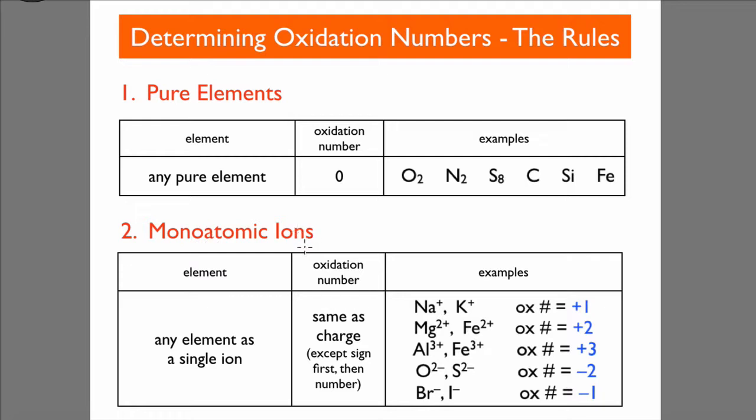Monoatomic ions such as sodium, potassium, magnesium, iron, etc., and the halides and oxygen and sulfur as well: the oxidation number is just the same as the charge. So we've got a charge of +1 on a sodium ion, so the oxidation number is +1. We've got a charge of 2+ on magnesium, oxidation number would be +2, etc.